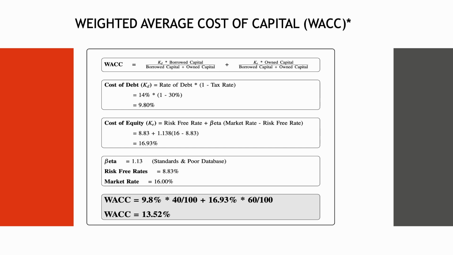Based on this, when you put all these numbers into this formula, you receive cost of equity as 16.93%, right? Because the risk-free rate is 8.83, beta is 1.13, and the expected market rate is 16%. So you put all of this into the top formula here, and you calculate WACC as 13.52%. Now that is the hurdle rate.